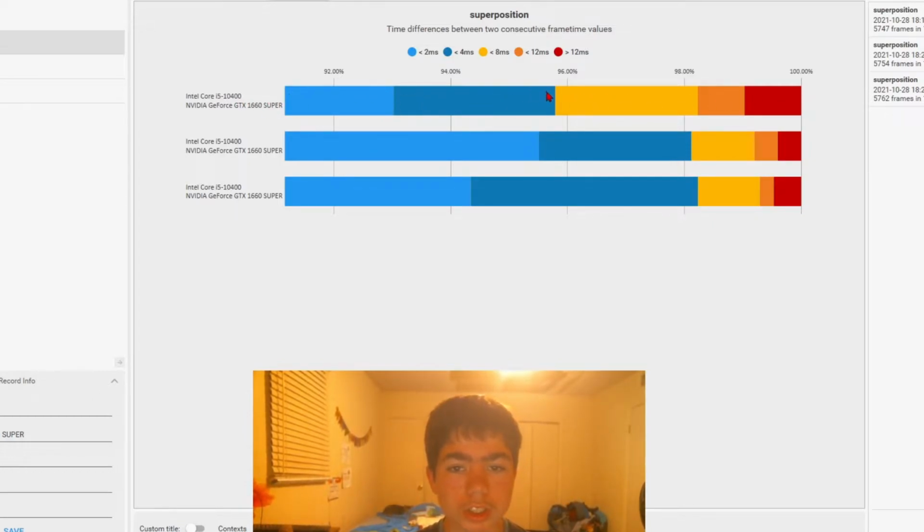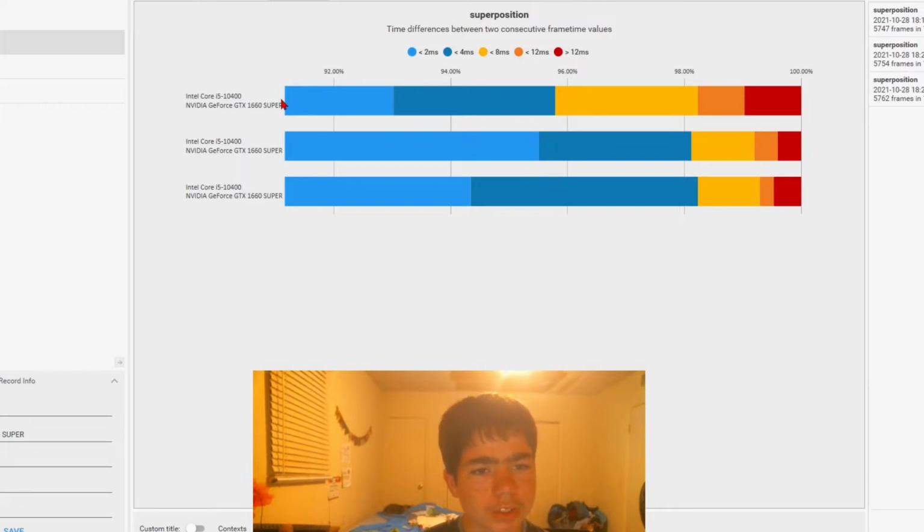This is the ultra low latency setting, and basically what this means is when you see the really light blue, that's 2 milliseconds. This is 4 milliseconds. This is 8 milliseconds, 12 milliseconds, and over 12 milliseconds. So see how the ultra low latency has 2 milliseconds? That's basically the percentage of how long it is at 2 milliseconds.